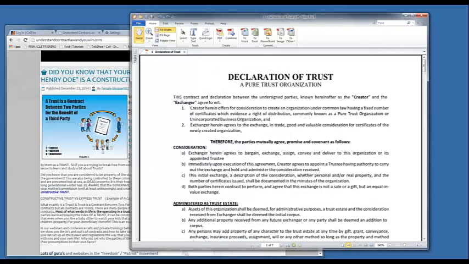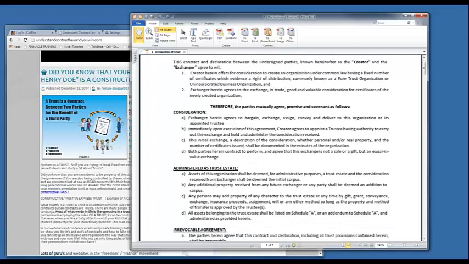This contract and declaration between the undersigned parties, known hereafter as the creator or grantor and the exchanger, agree to wit: Creator herein offers for consideration to create an organization under the common law having a fixed number of certificates which evidence a right of distribution, commonly known as a pure trust organization or unincorporated business organization. And exchanger herein agrees to exchange in trade goods and valuable consideration for certificates of the newly created organization. Therefore, the parties mutually agree, promise, and covenant as follows.